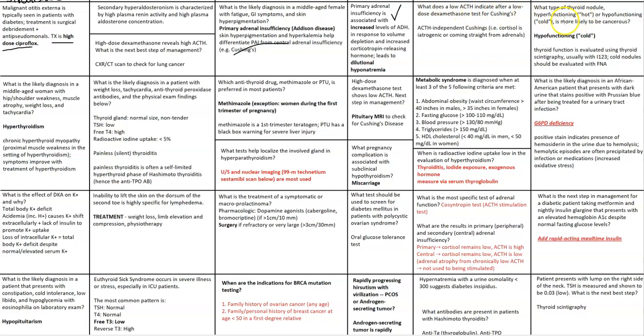What does low ACTH indicate after a low-dose dexamethasone test for Cushing's? ACTH-independent Cushing's. Cortisol is iatrogenic or coming from the adrenals.